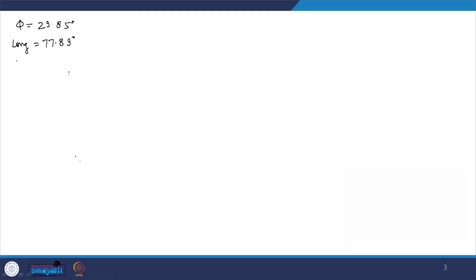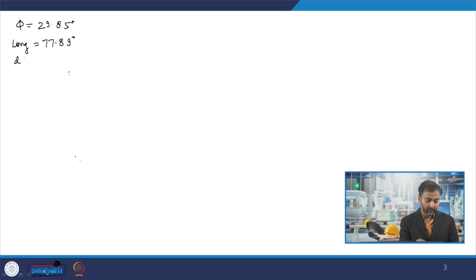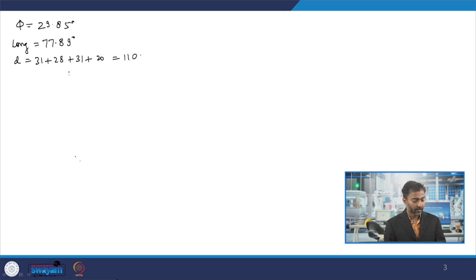Then the day number, in this case the example we have taken is 20th April. So 31 days in January, then 28 in February, then 31 days in March and 20 days in April. So this will be day number 110, D will be 110.